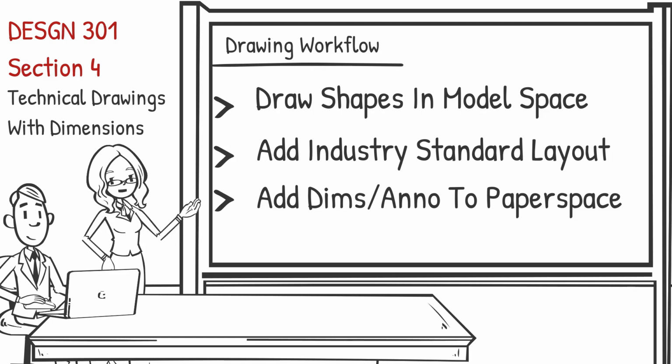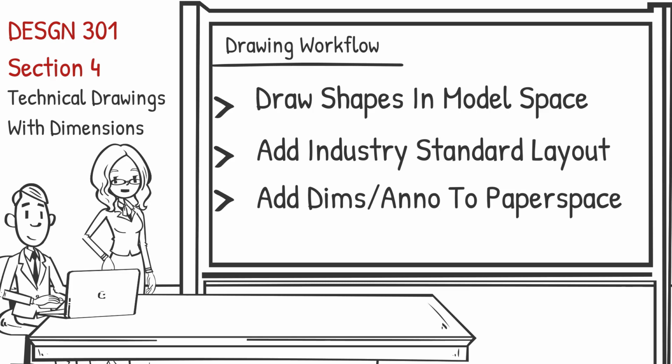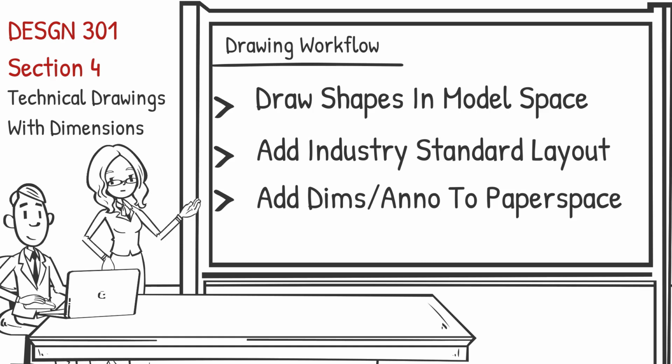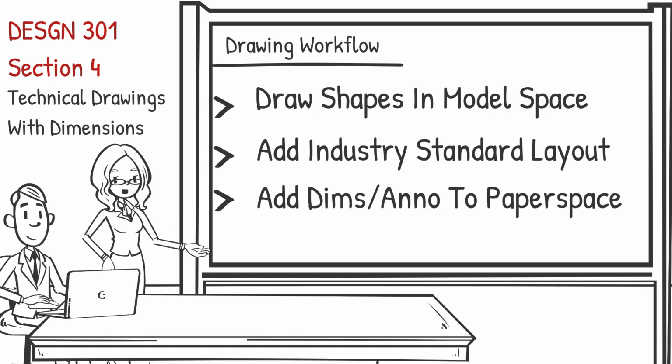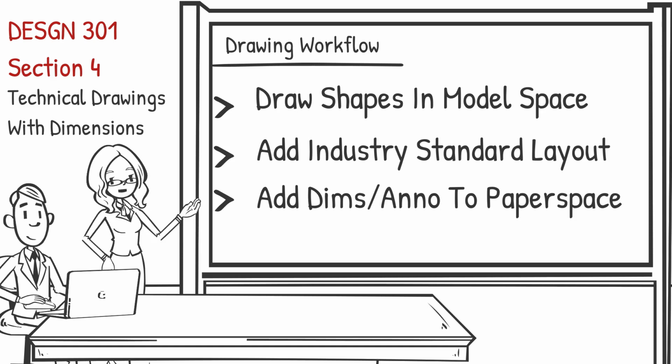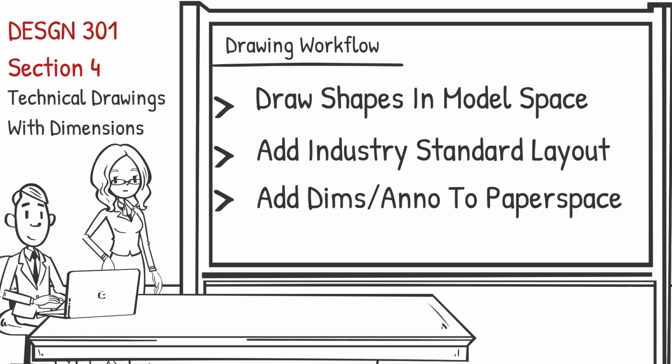First, set up your workspace and then draw the shapes in model space. Here it will be important to set your units so that AutoCAD knows you are working in decimal or architectural units. Once the shapes are drawn, you will add the appropriate layout by importing it from the Design Center and creating a proper viewport to view your shapes. Finally, once the layout is set, you'll add dimensions and annotations to the layout by writing in paper space.